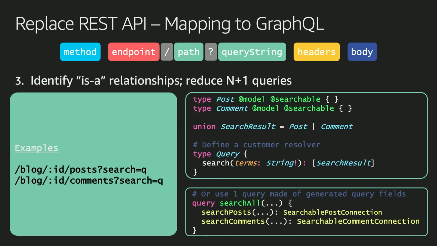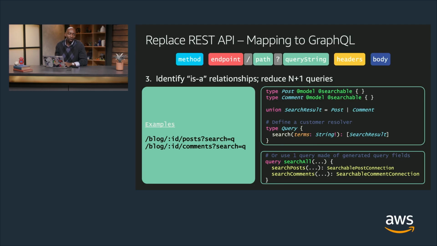The third thing that I want to do is identify is-there relationships and reduce n+1 queries. So a lot of times, if you're using REST APIs, you may want to do something like implement universal search. If you have a blog, you may have an input field where you want to search for anything that matches a certain term. So for example, on this blog, I want to search for all the posts that match a search term Q, but I also want to search for all the comments that match the search term.